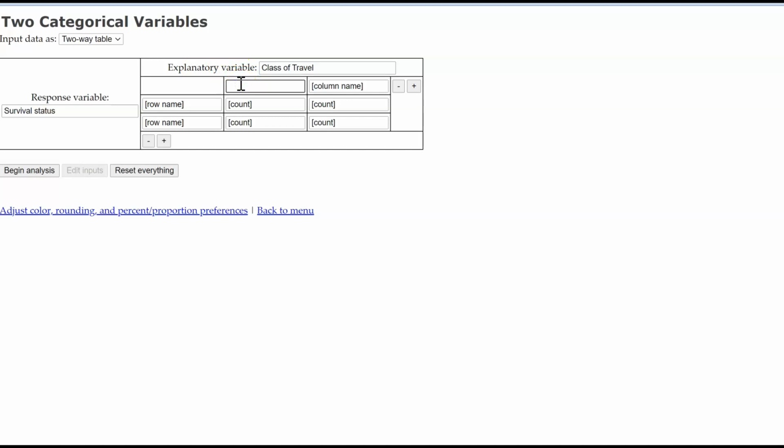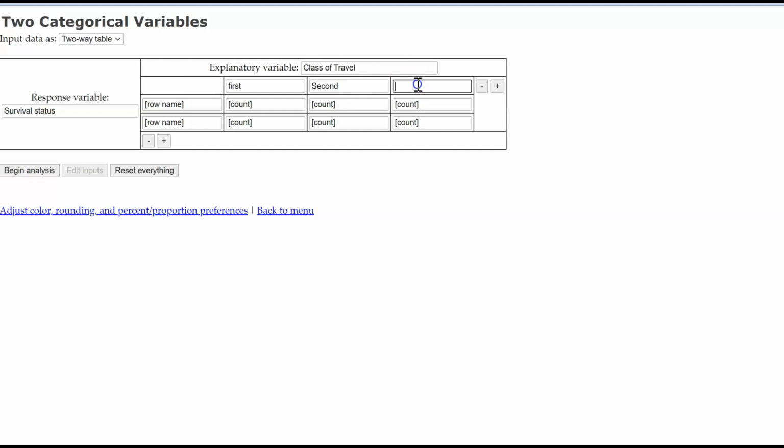Okay, so now we're going to put in our information. So first, second, we want to add a variable, so we're going to enter third. And those are our classes. For our own names, it's either you lived, you survived, or died.